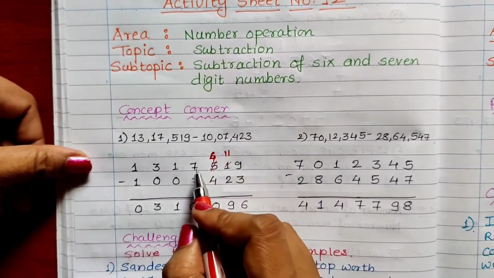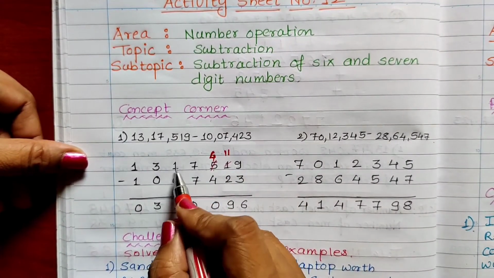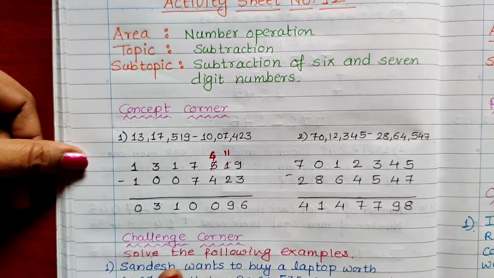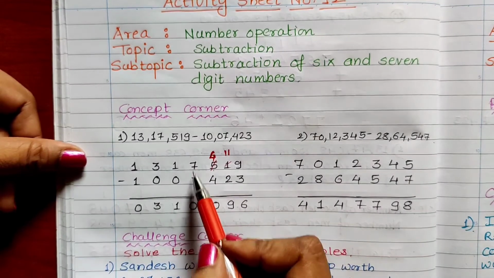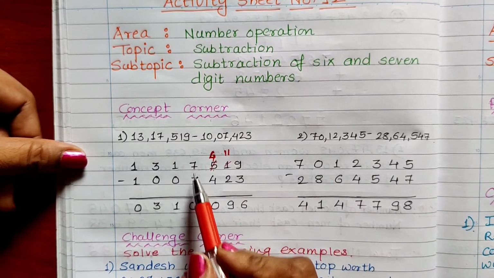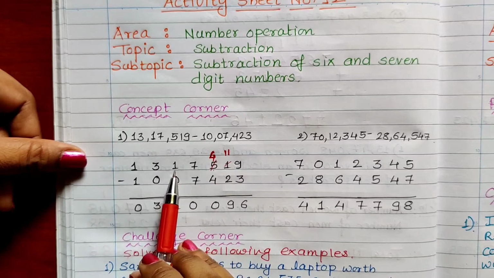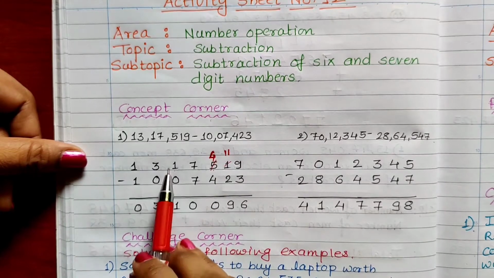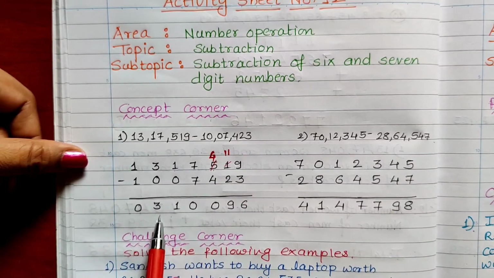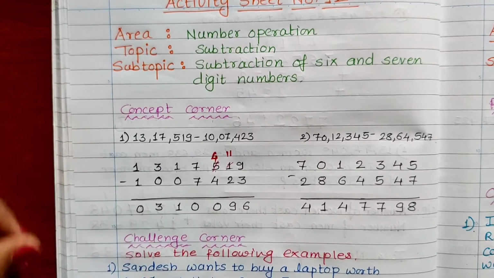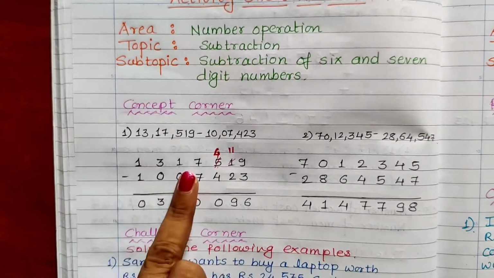Correct? Now 7 minus 7 is 0. 1 minus 0 is 1. That can be done because these are the equal digits which can be subtracted. Here it is bigger, here it is smaller, so that can be done. 3 minus 0 is 3 and 1 minus 1 is 0. So in this way here we don't require to borrow.